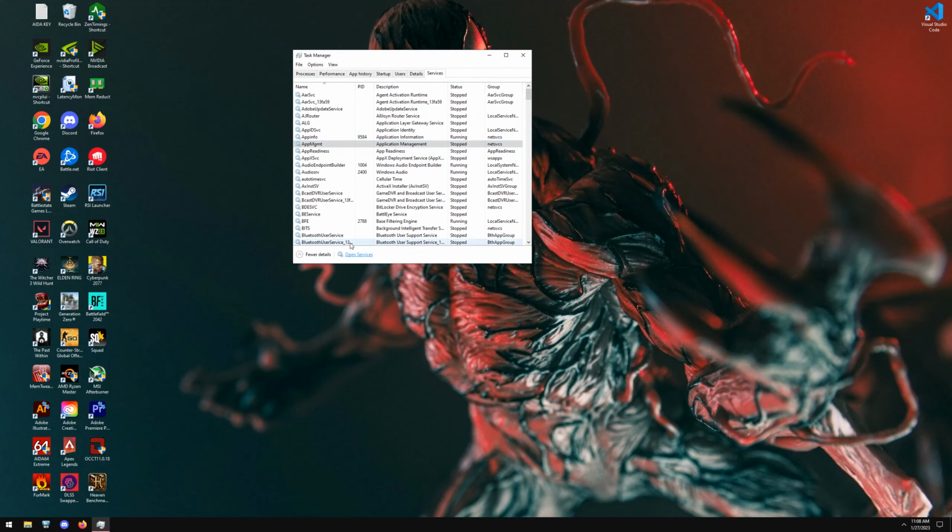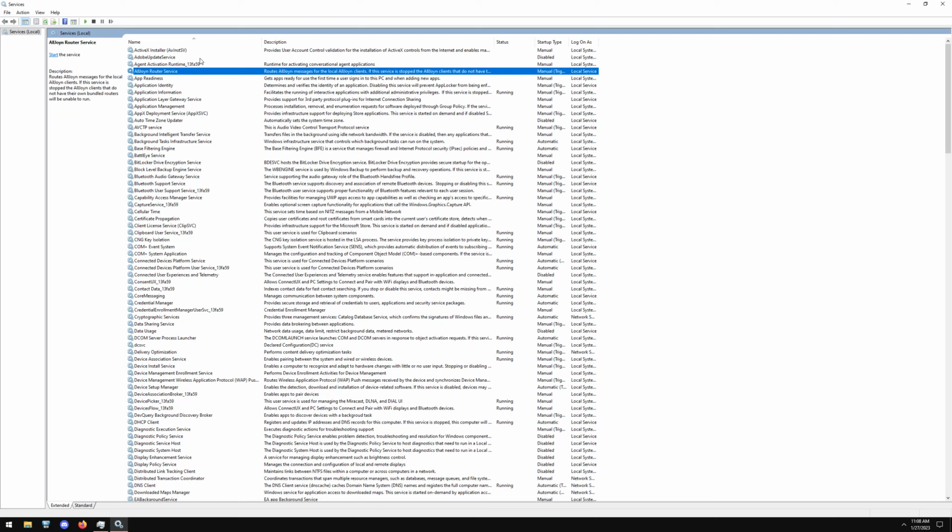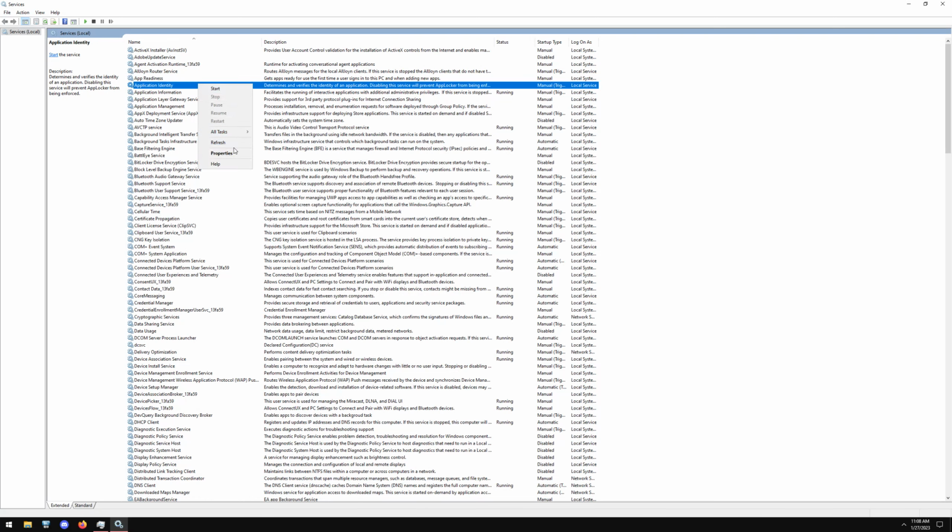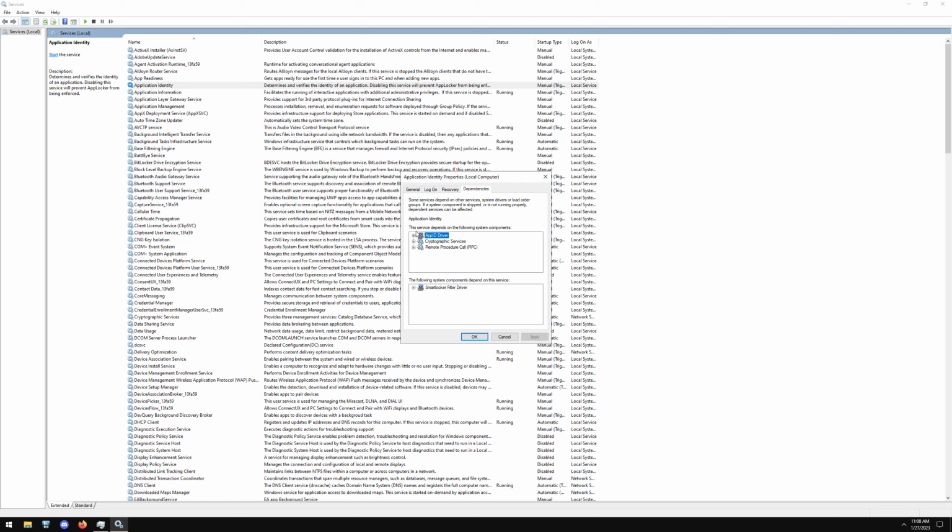And you can actually prove this by going into services and, let's see, let's try Application Identity. If I go to dependencies, this service depends on the following system components. So if I were to disable Cryptographic Services, this service wouldn't start, but Windows will still try to start it because it's part of the startup of the whole operating system. So even if you are disabling it, you aren't actually disabling it, you're just preventing Windows from opening it. But Windows will still keep trying to open it, and that can cause performance issues because it's essentially restarting the application dozens and dozens of times.